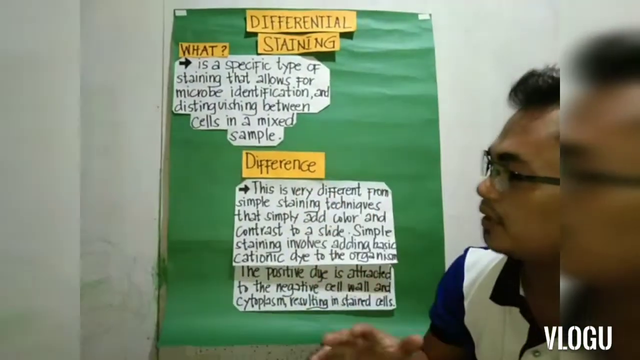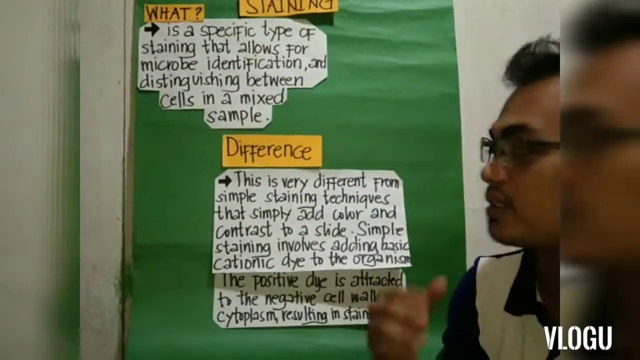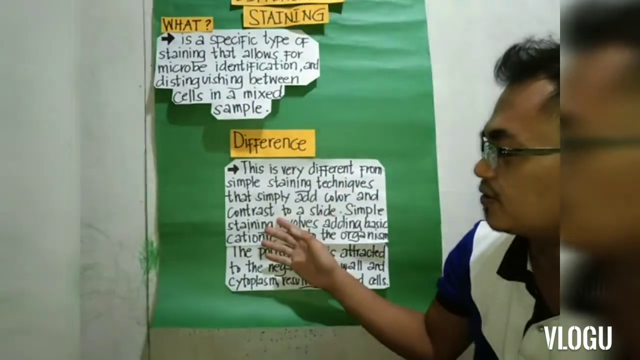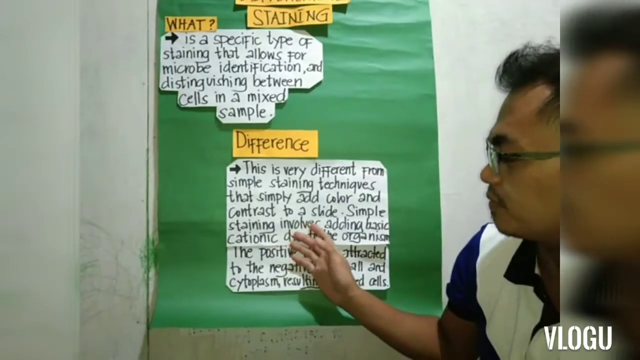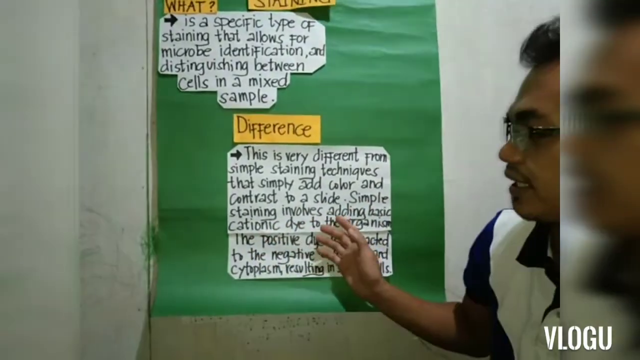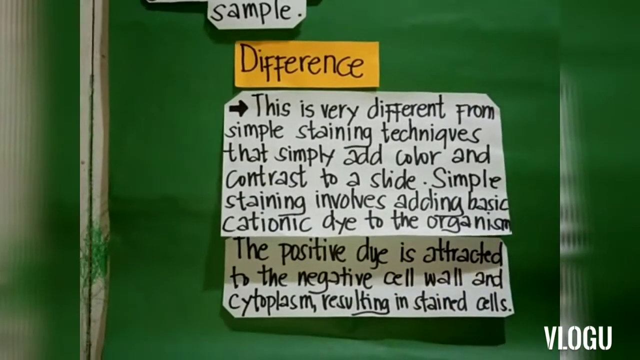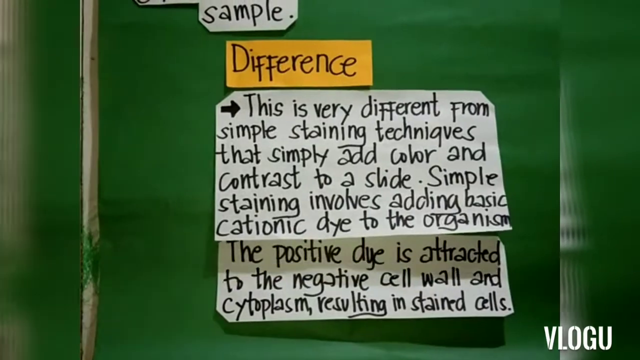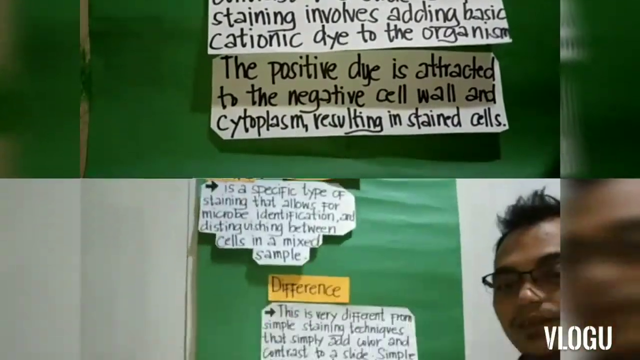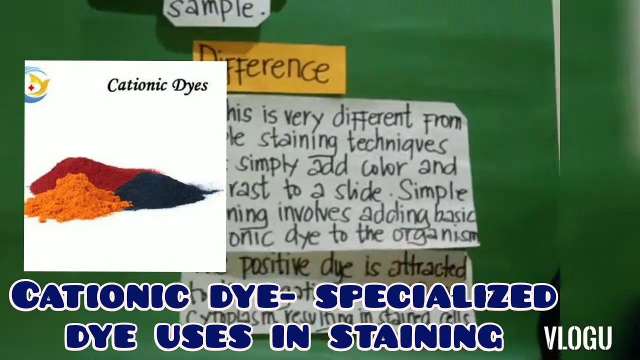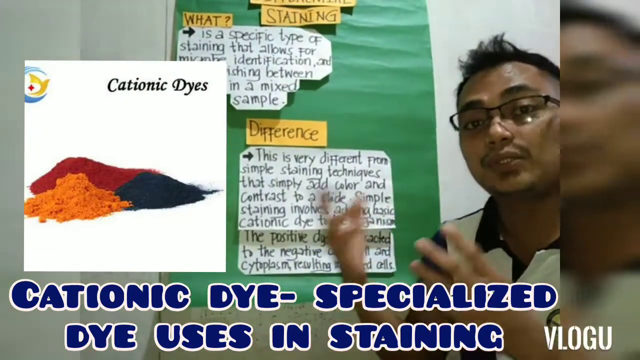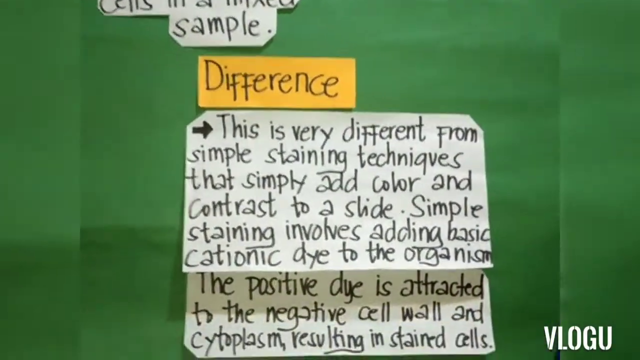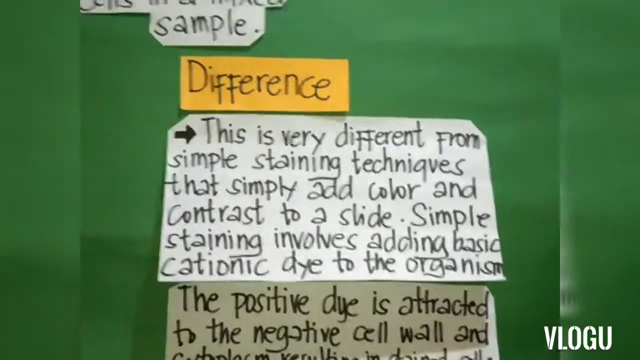So, the difference between differential staining and simple staining. This is very different from simple staining techniques that simply add color and contrast to a slide. Simple staining involves adding a basic cationic dye to the organism. It gives information on cell size, shape, and arrangement, and is the most commonly used in the laboratory. Okay class, a cationic dye is a specialized dye used for staining. To sum it up, it allows differences between organisms, or between parts of the same organism, to be observed.